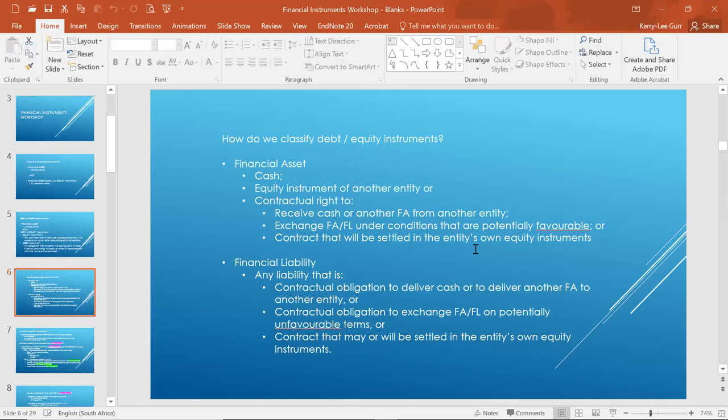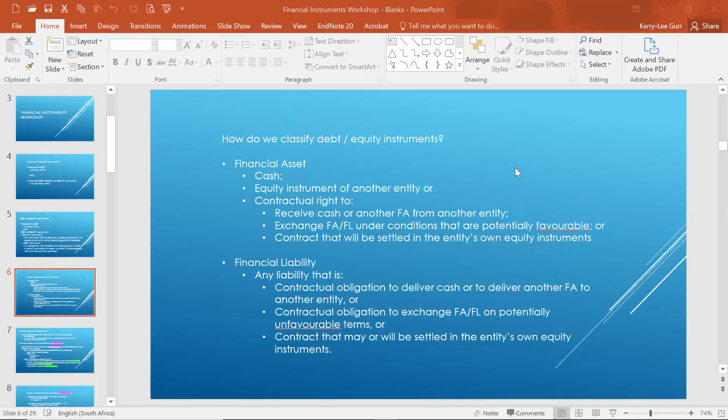Exchange for financial assets or financial liabilities under conditions that are potentially favorable, where you'll see that the contra is true for a financial liability, where that exchange could be under unfavorable terms, or the contract is settled in the entity's own equity instruments.